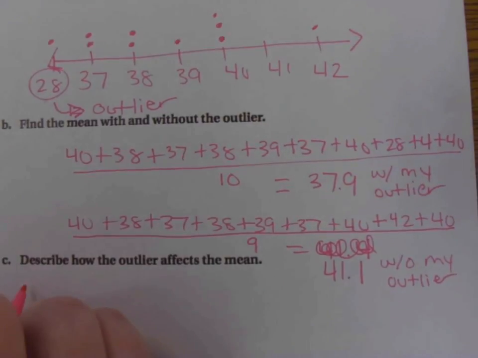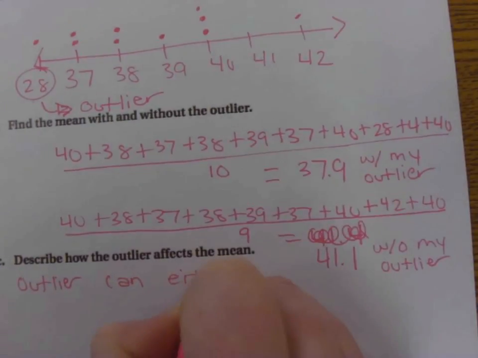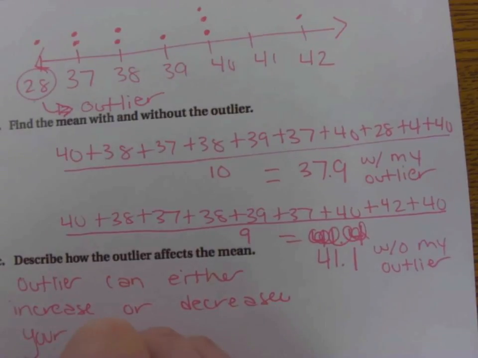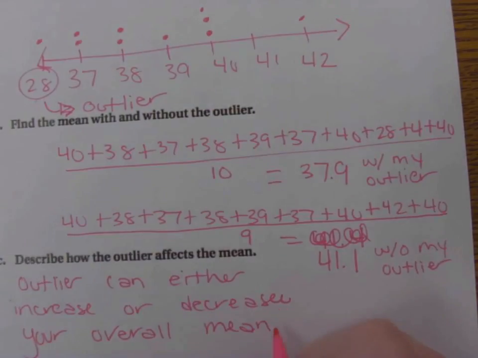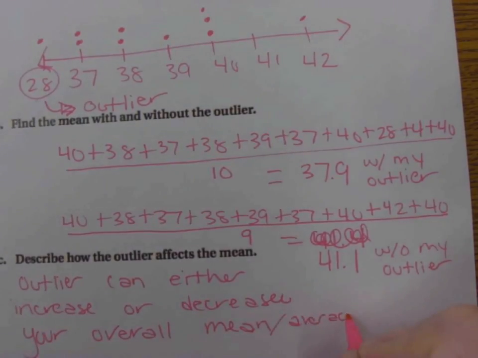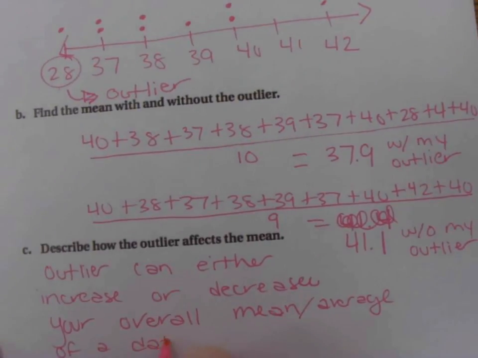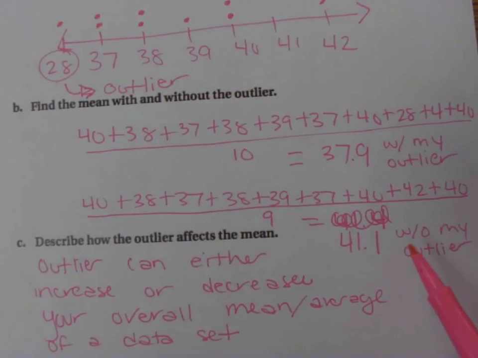So the outlier can either increase or decrease your overall mean, or average. Remember, mean is our average. What this means is that your outlier could potentially skew your data. It could make it look a lot larger or a lot smaller than it really is.